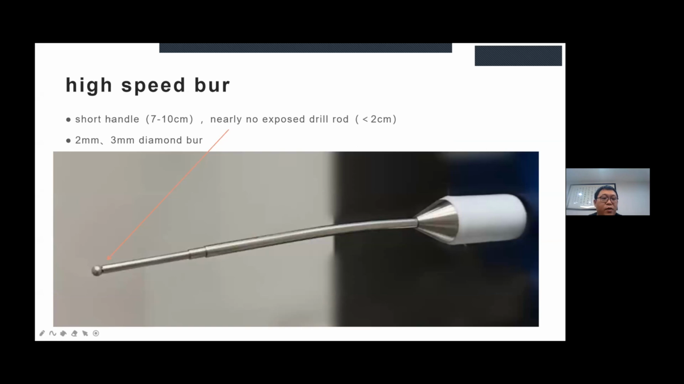For the high speed burr, I often use the short handle because the short handle is stable, I think, and there is nearly no exposed drill root. There is no exposed drill root because it often can damage the endoscopy and the muscle. 2 millimeter and 3 millimeter diamond burrs are often used.